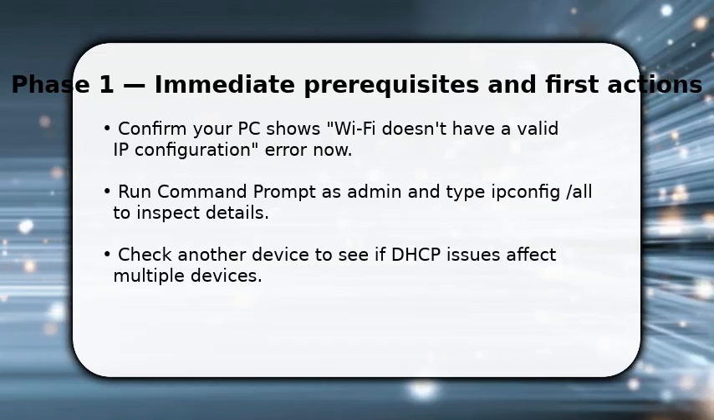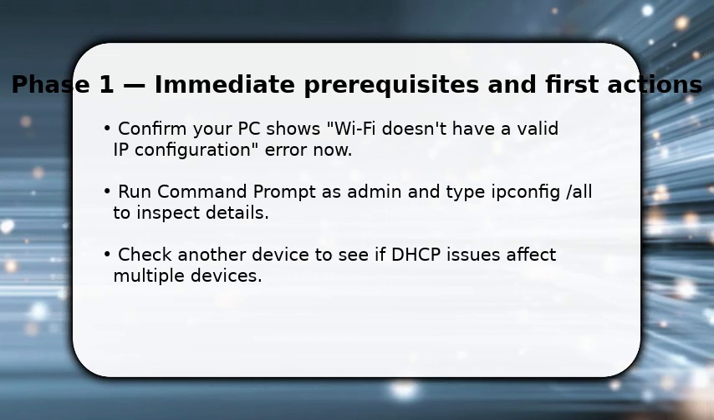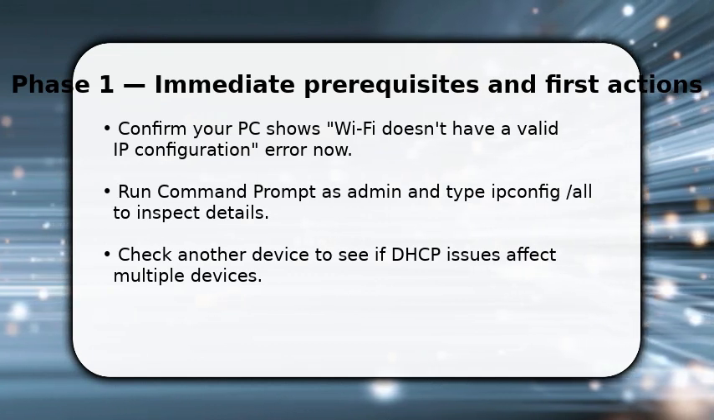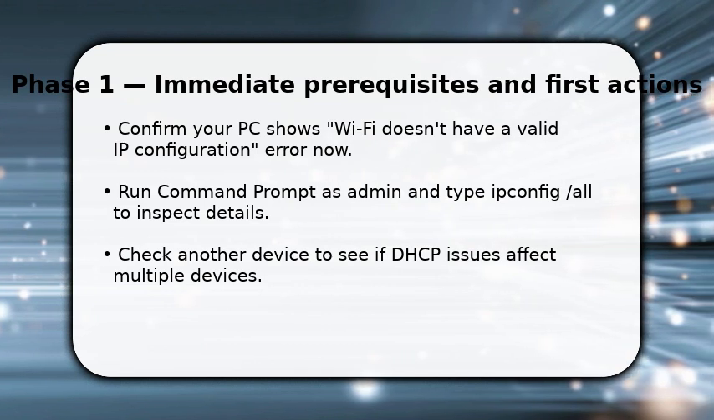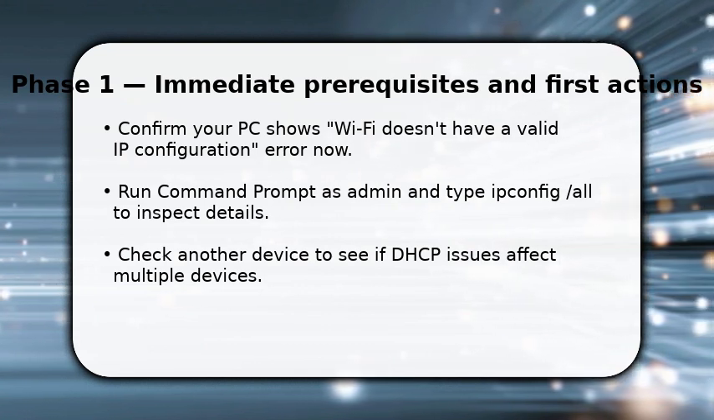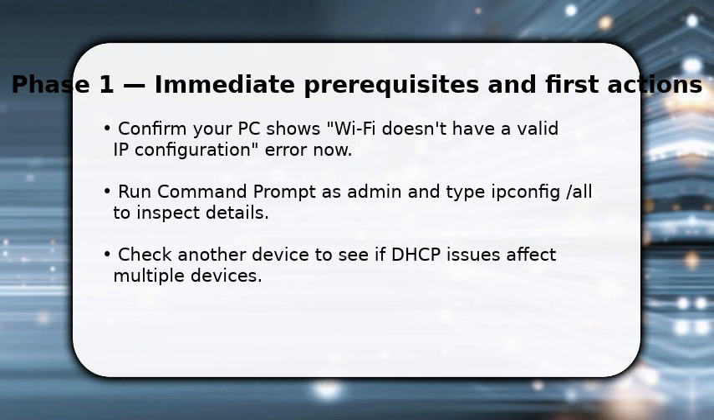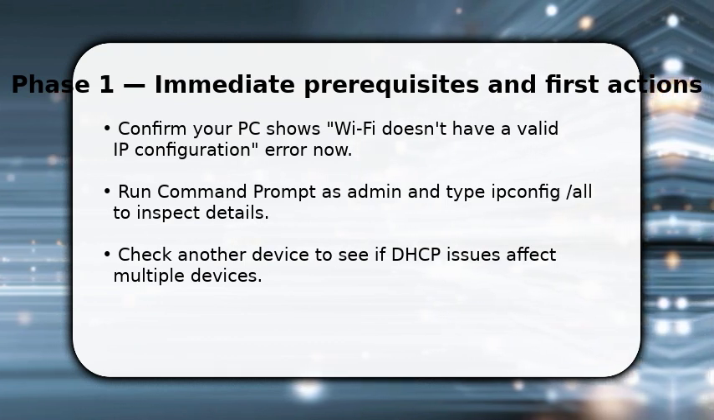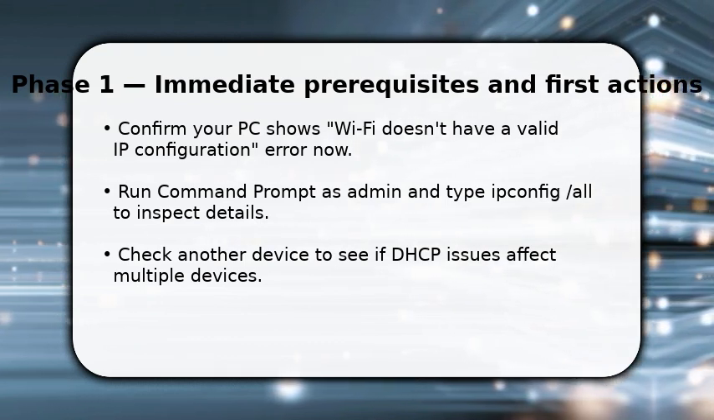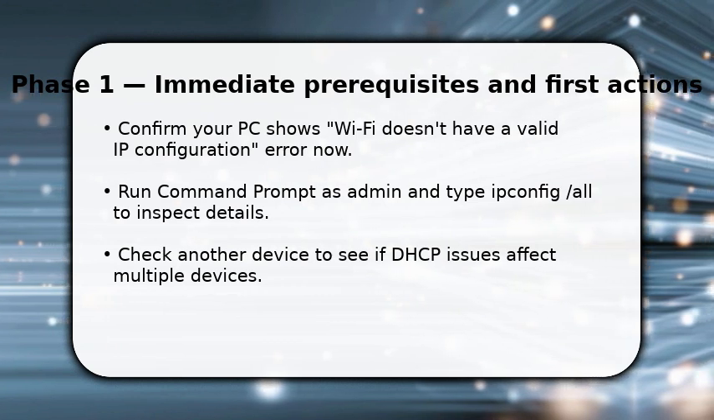Start by confirming the exact error message on your PC now. Then open Command Prompt as administrator to run ipconfig /all and inspect the results. Look for a missing IPv4 address or an APIPA 169.254.x.x address that shows DHCP failures.